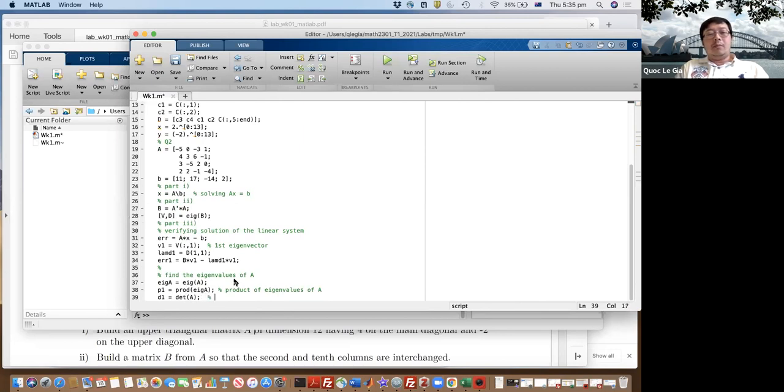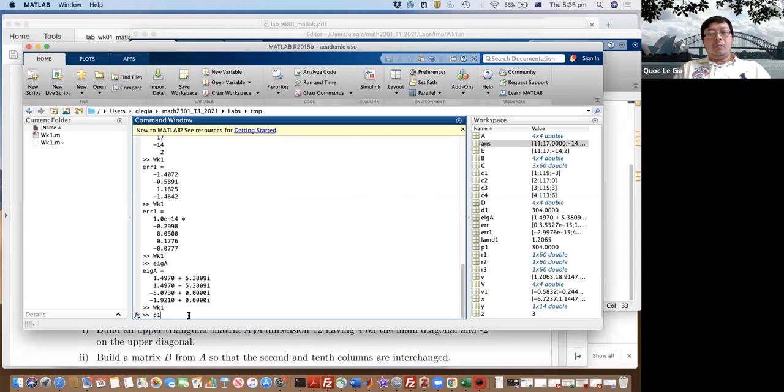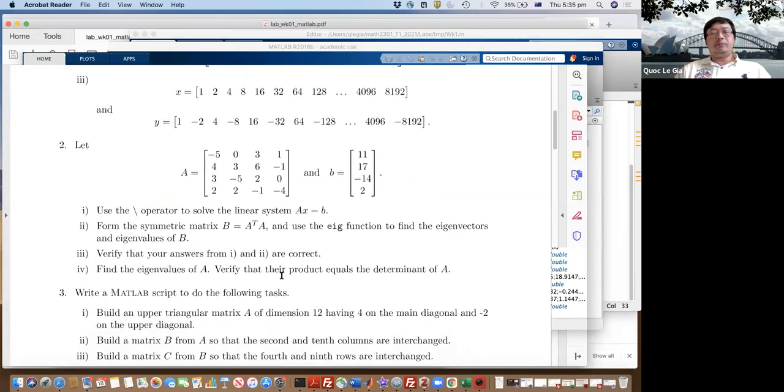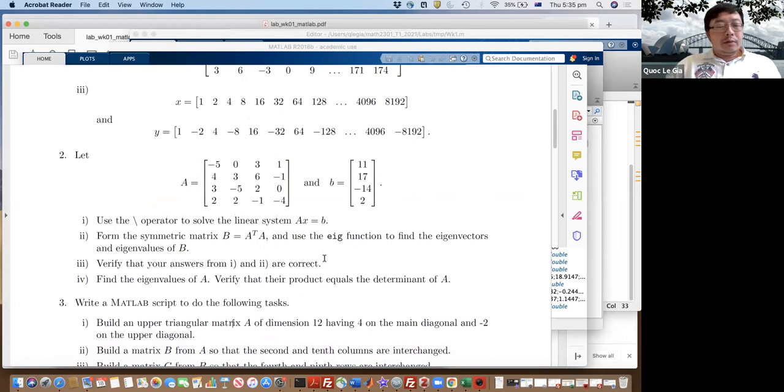So this is another command that gives you the determinant. You see that MATLAB provides a lot of useful commands for vectors and matrices. It saves you a lot of effort. If you tried to implement it from scratch, it would take a lot of effort. So now we run it and we see that P1 is 304 and D1 is 304. So they are the same. That verifies the theorem, at least for this case, numerically. Any questions so far?